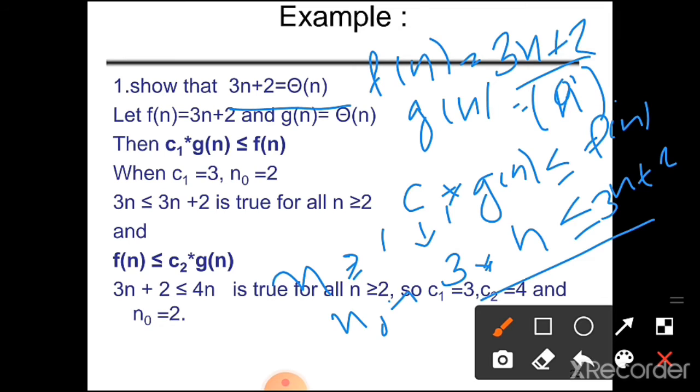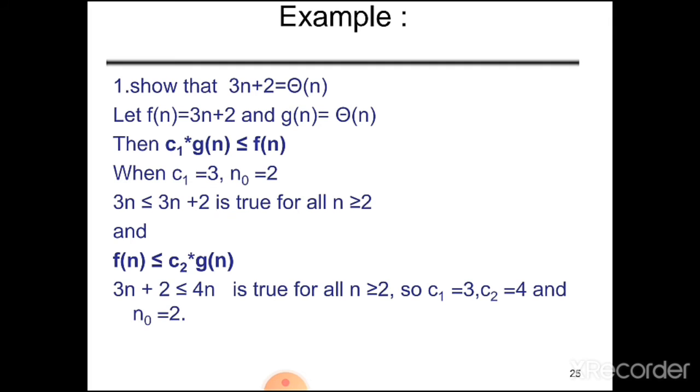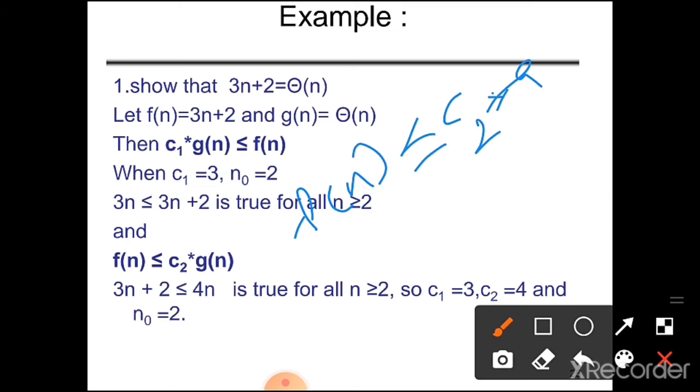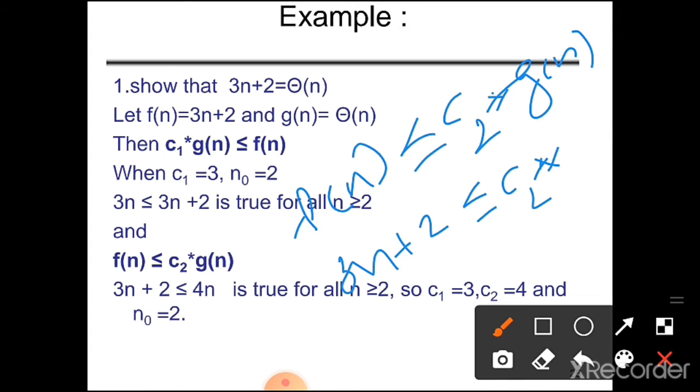Then this is true. Then the next case, the second case, is f of n less than or equal to c2 into g of n. So f of n is 3n plus 2, less than or equal to c2 into g of n. G of n is n. So we assume that c2 is equal to 4.